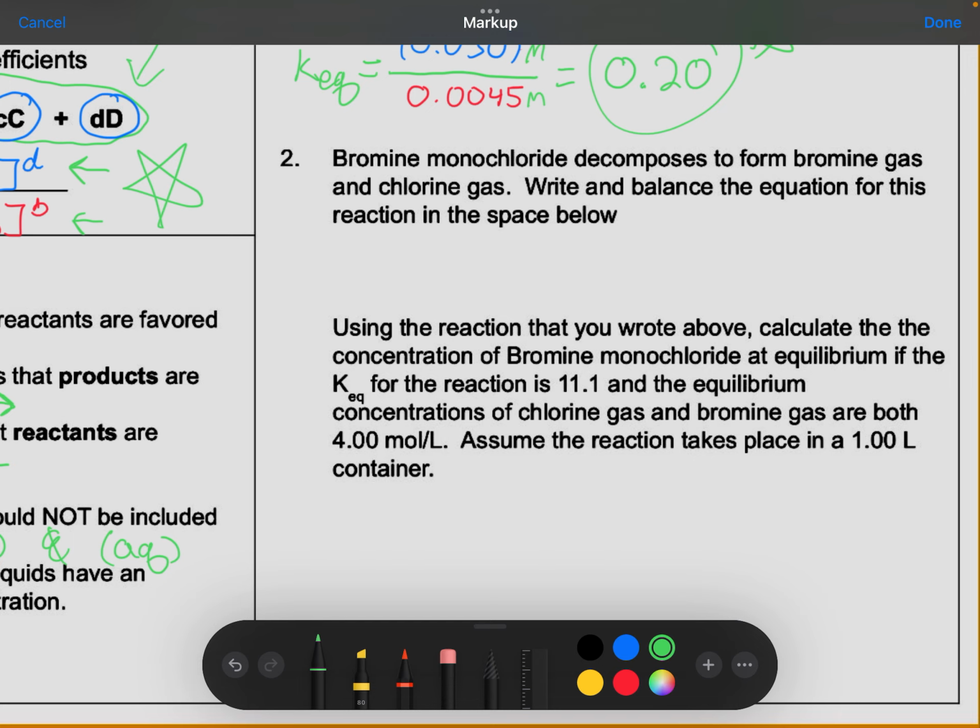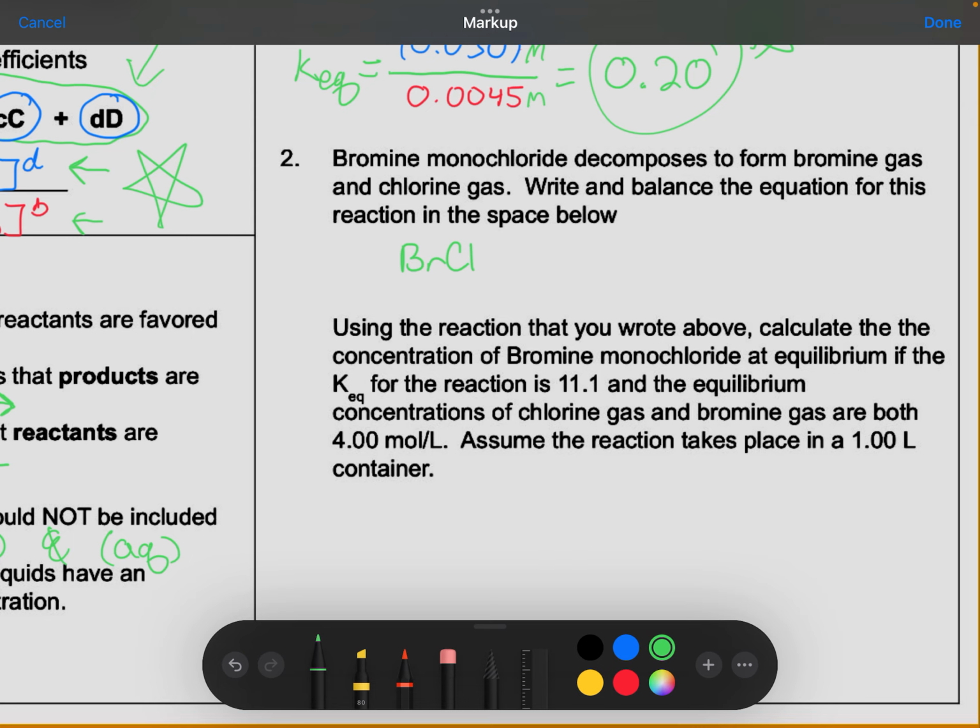All right, so whether or not you took my advice, here is the actual solution. This problem starts with a sentence saying bromine monochloride decomposes to form bromine gas and chlorine gas. Write and balance the equation for this reaction in the space below. So here's a little bit of older skills that we're seeing. You haven't written and balanced a reaction in a little bit, but let's take a second to practice it. Bromine monochloride would be BrCl. That's a covalent molecule.